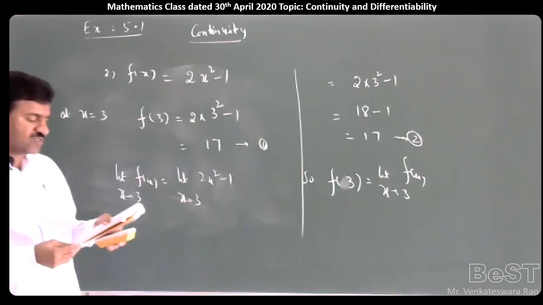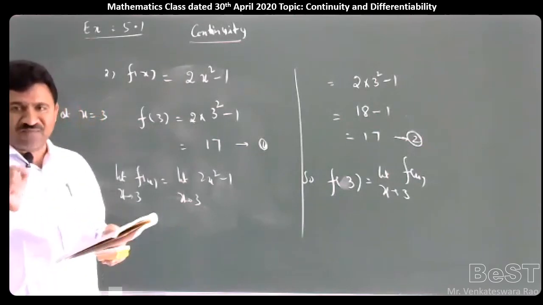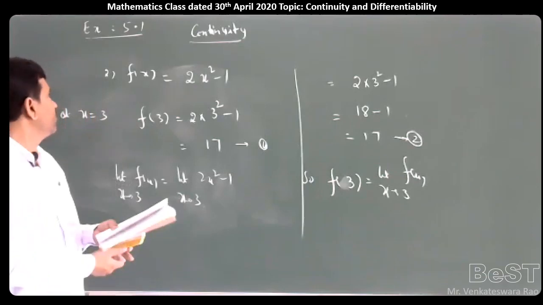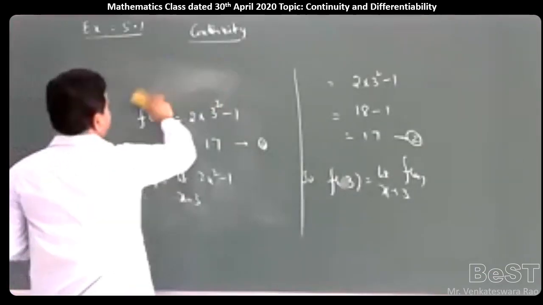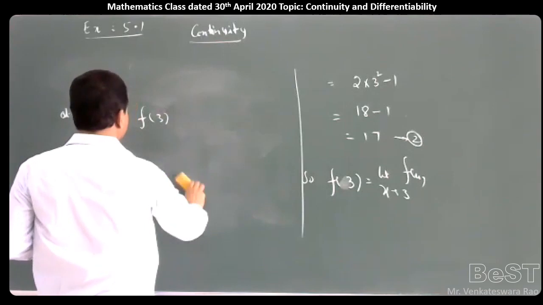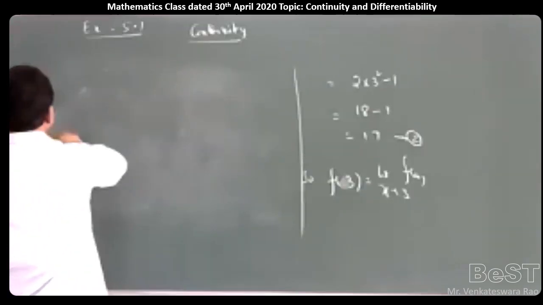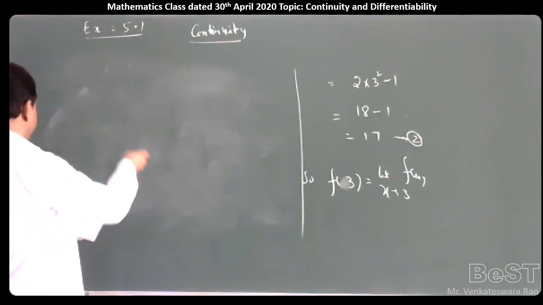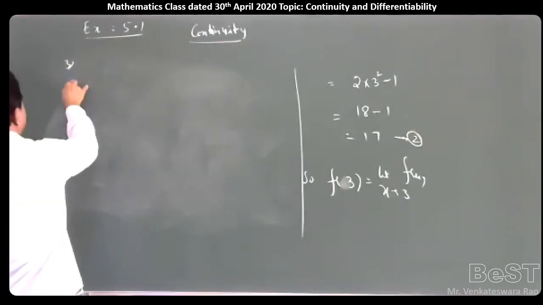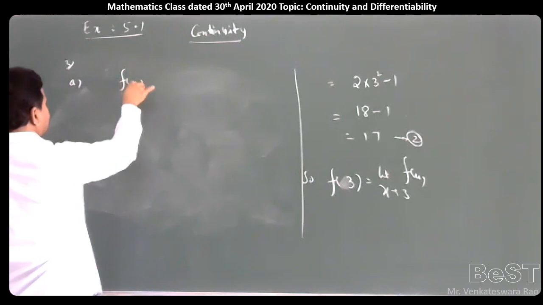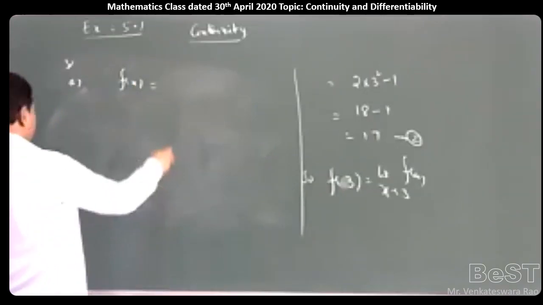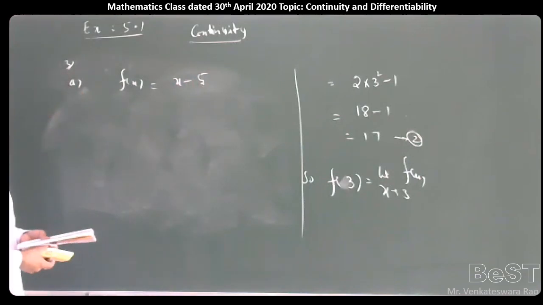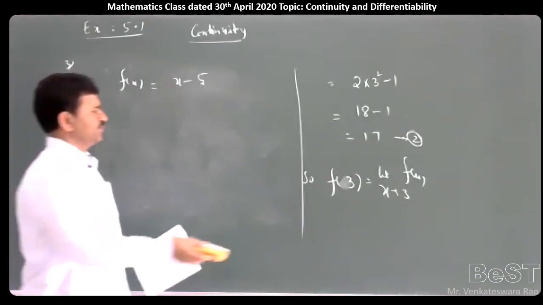Examine the following functions for continuity. Go on, first problem. Here points are not given. When points are not given, we have to discuss in its domain. Third main, first problem. Examine the continuity of f of x is equal to x minus 5. Y is equal to x minus 5. It is a straight line.